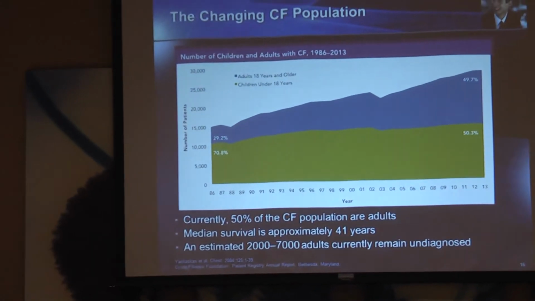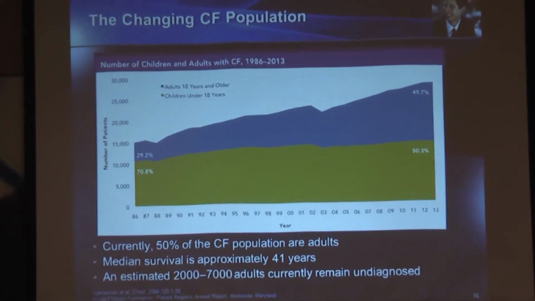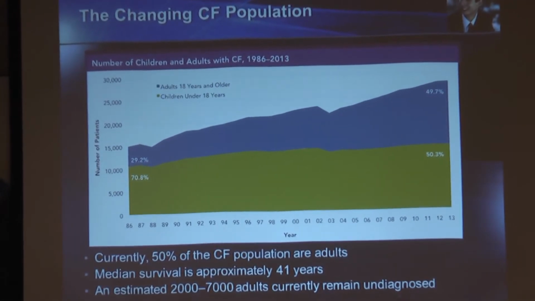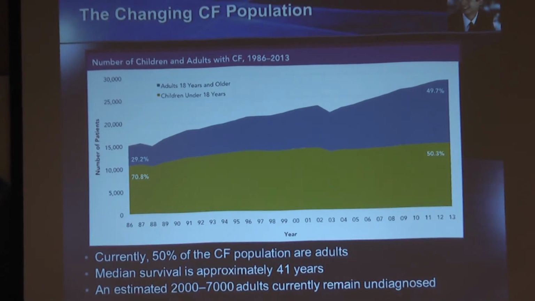Because of the improved survival, there really has been a change in the proportion of kids and adults with cystic fibrosis. This just shows the trend of the number of adults over the last 20 or 30 years, and you can see that it's now about 50-50. In fact, 50% of the population now are adults. The median survival is around 41.